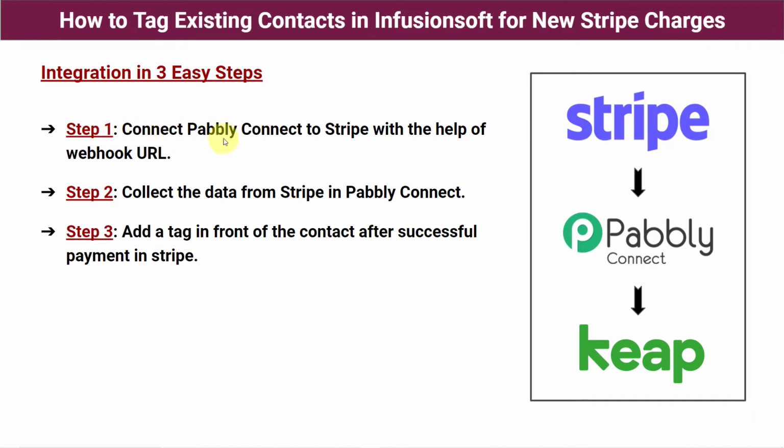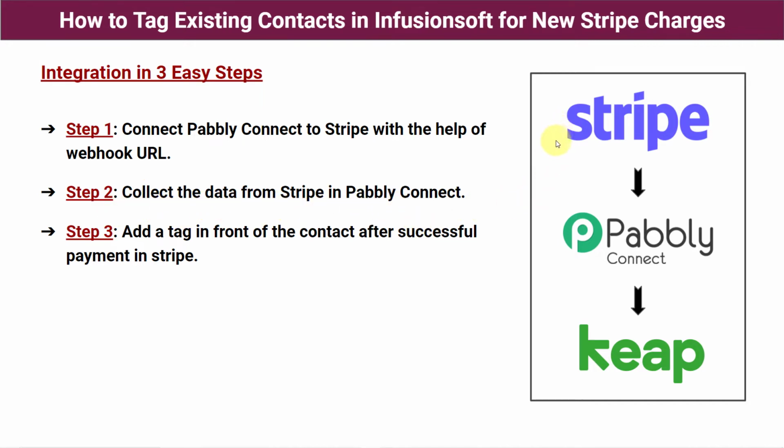Step number 1 says connect Pabbly Connect to Stripe with the help of webhook URL. So what we're going to do first, we will log in to our Pabbly Connect account and we will integrate our first application, which is Stripe, with the help of webhook URL. Now step number 2 says collect the data from Stripe and Pabbly Connect.